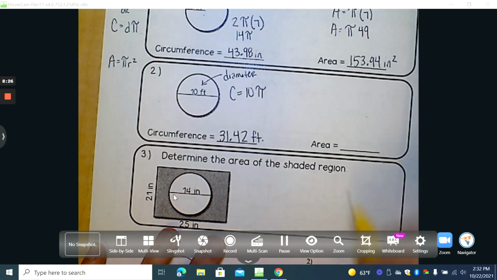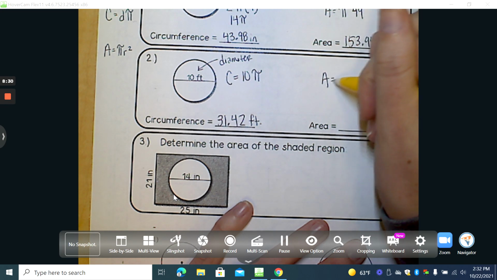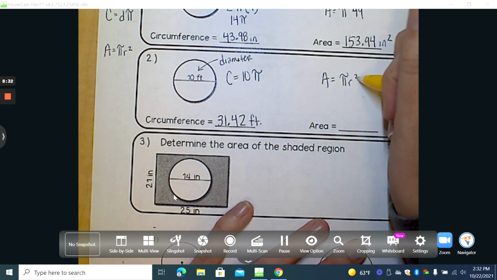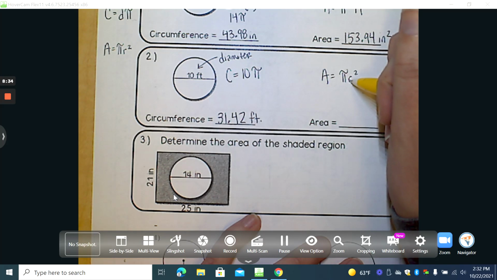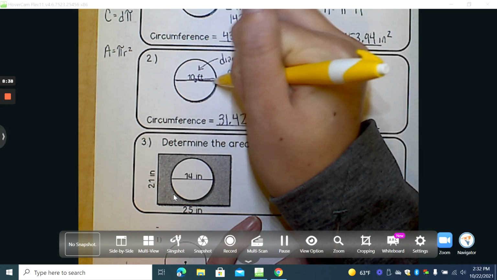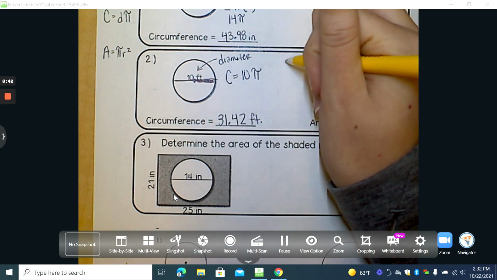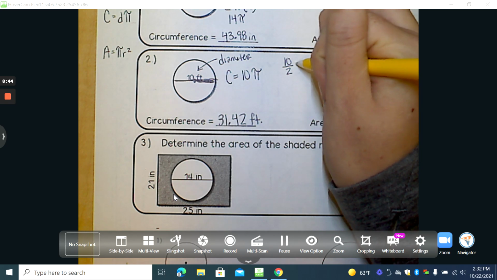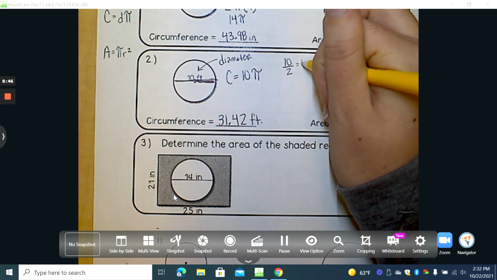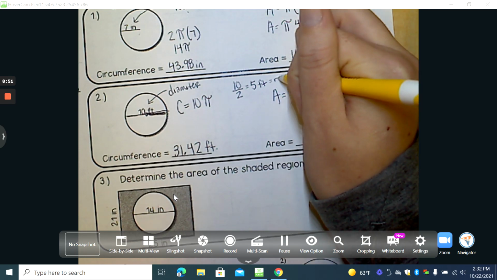But then my area is pi r squared. And so I need to figure out what my r is. If this is 10 feet, I want to know what only half of it is. So what I'm going to do is take my diameter 10 and divide it by 2, which gets me 5. So 5 feet is my radius.